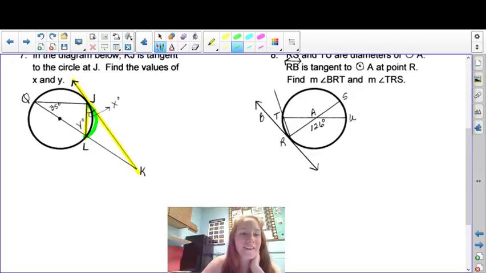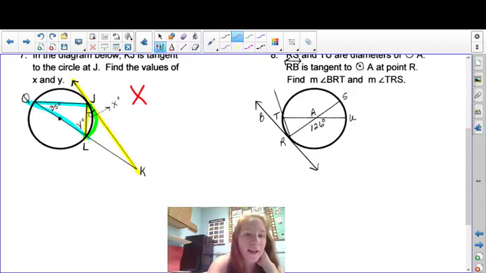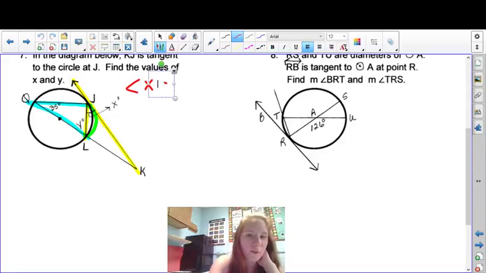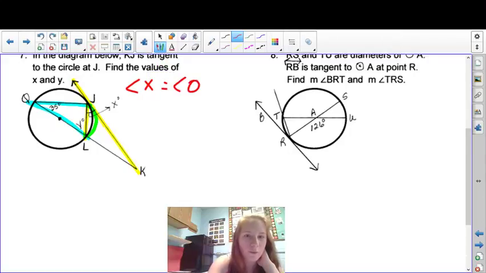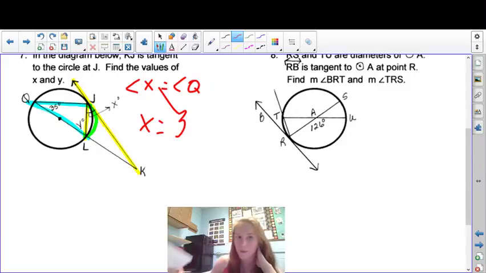Because it hits that arc, let's see if anything else hits it. Well, look, if you follow, it also hits angle Q. So angle X is equal to angle Q. And angle Q is 35 degrees, so angle X is 35 degrees. What is going on?